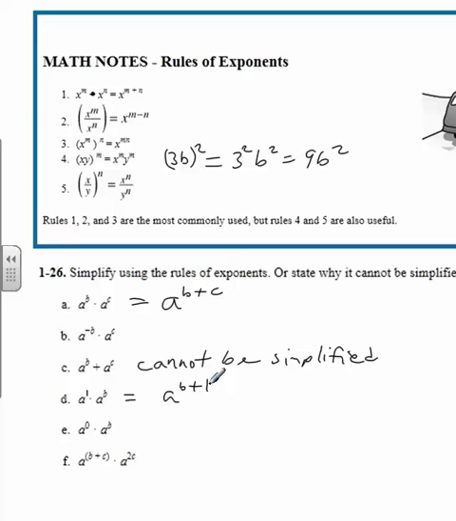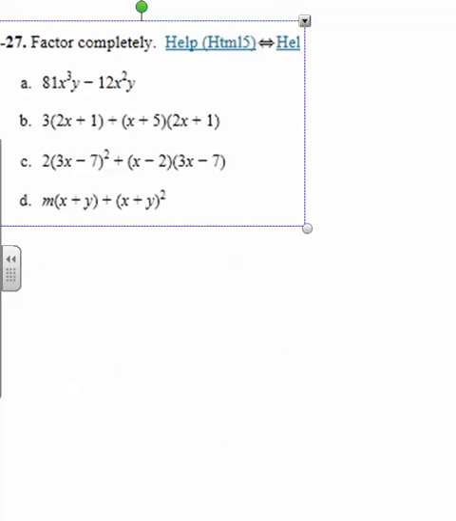Alright, using the same logic and the same rule, finish E. And on F, same rule again. We've got a base of A, and all of these can add together, so 2 C's together, so we end up with 3C plus B when we combine like terms. Moving on to the next one.